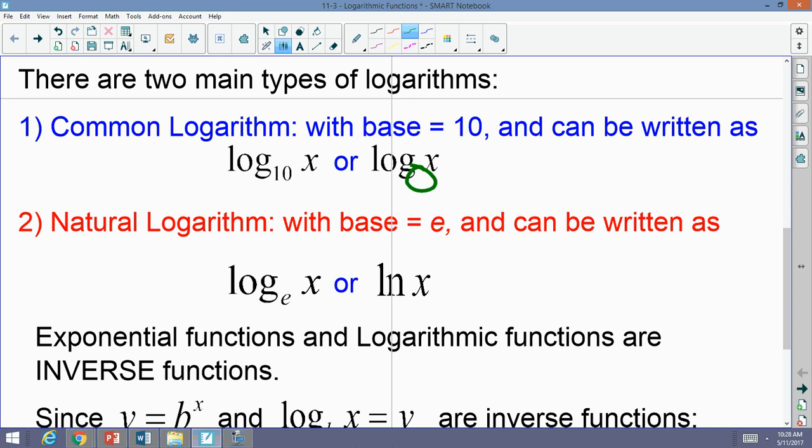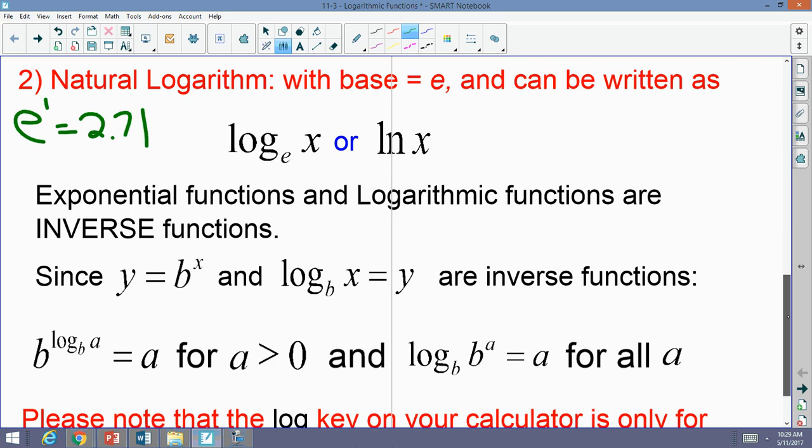Natural log has a base of e. Remember, e is Euler's number. Remember that e to the first power is roughly 2.71. For those of you having trouble with your calculator work, if you ever want to test it, just put e to the first power. If you did it correctly, it's going to be 2.71, and it keeps going on, but we can round it to 2.71. So ln is another button on your calculator, and ln is simply a log of base e.